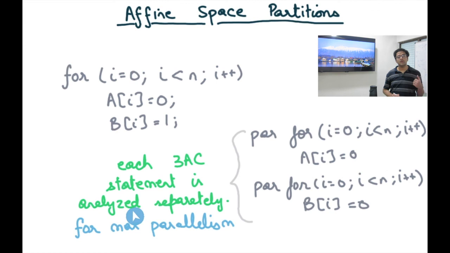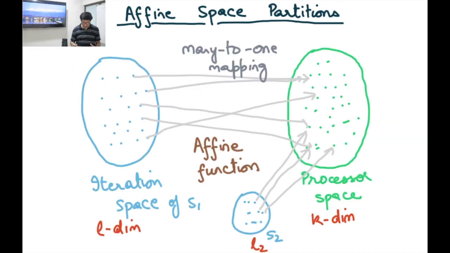And so when we are doing this analysis of parallelism and locality, each 3-address code statement, in other words each static access, is going to be analyzed separately so that we can exploit the maximum parallelism. In this case, a[i] equals 0 is one 3-address statement, and b[i] equals 1 is another, and we're going to analyze them separately. Our best solution is going to be this, and hopefully our formulation of the problem is going to let us arrive at this best solution.